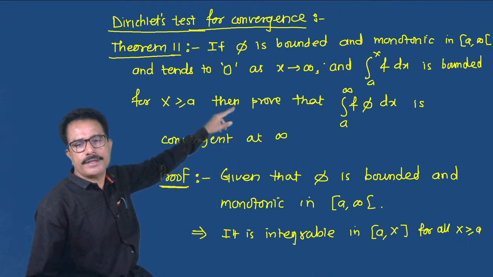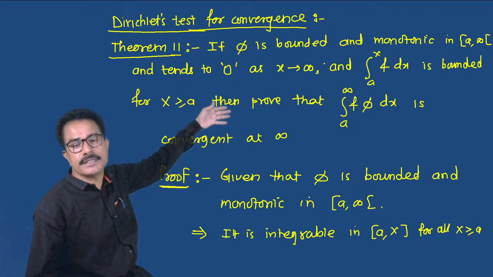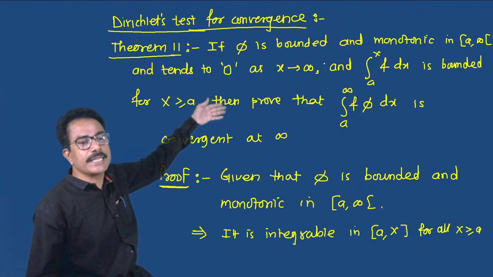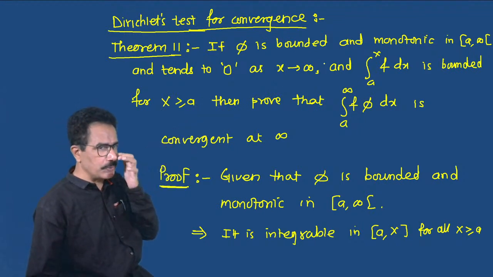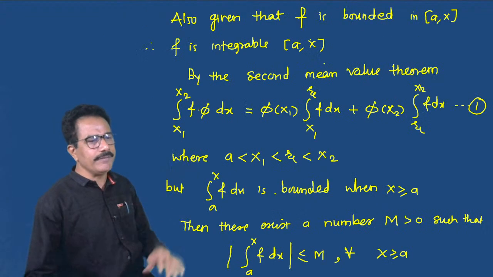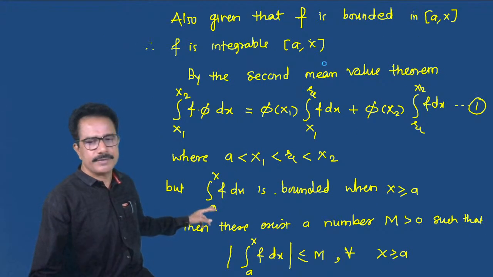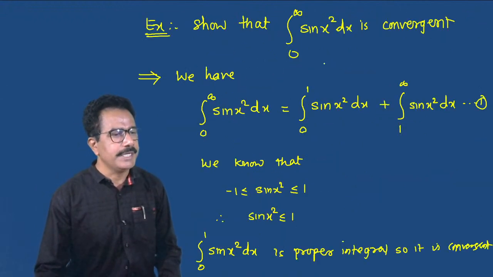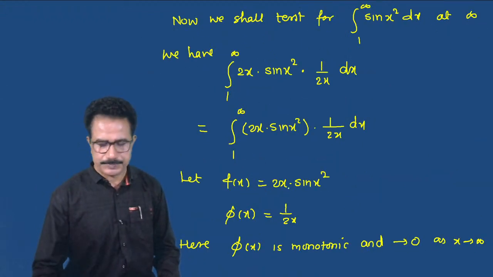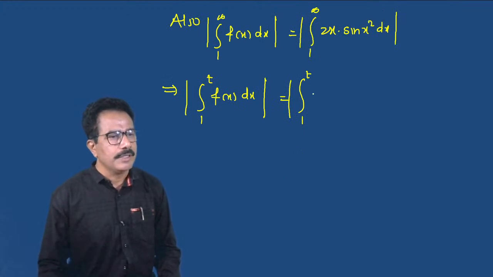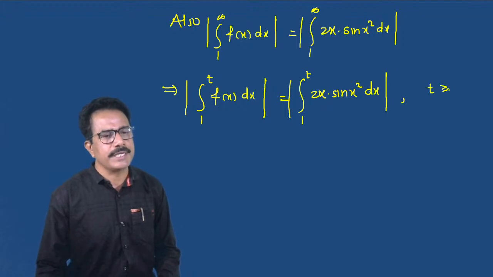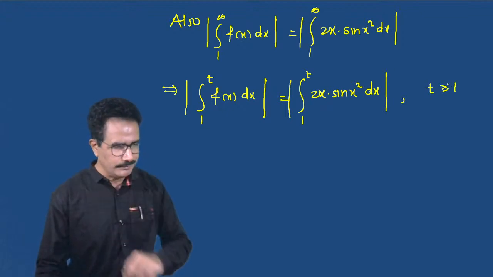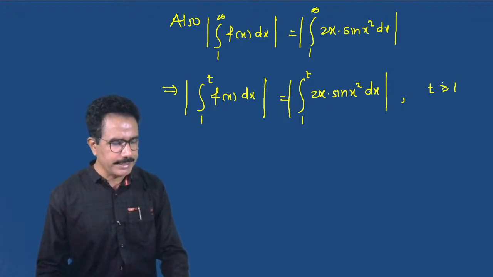Integral from a to x, f is bounded, a to x मध्ये घेतलं, x is greater than or equals to a. या कंडिशन मध्ये घ्या, इन्फिनिटी पर्यंत घ्यायचं नाही आहे, as like this. So we consider integral from a to t 2x into sin of x square dx for t is greater than or equals to 1.